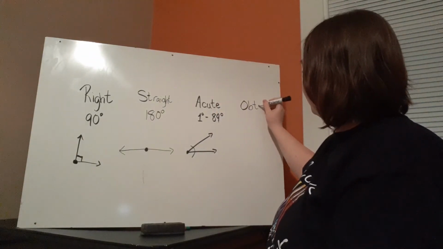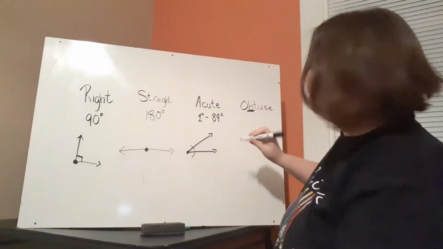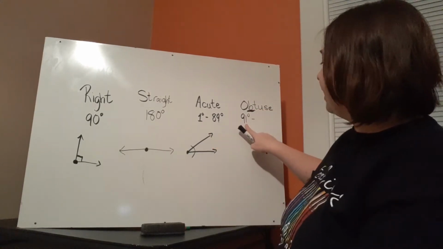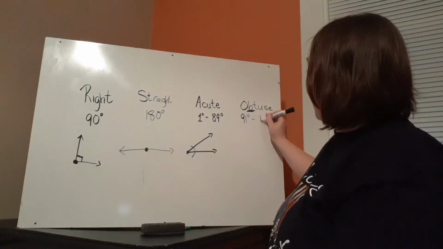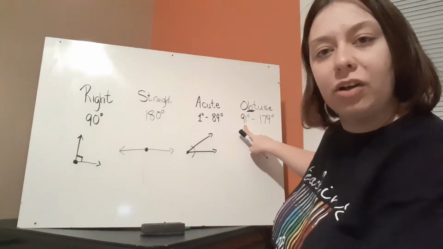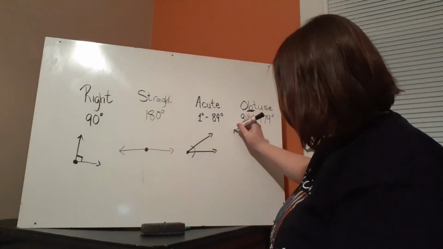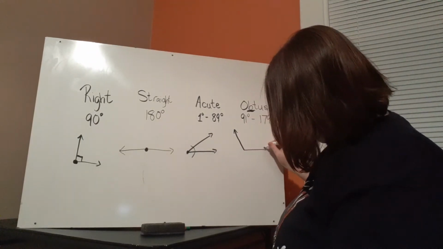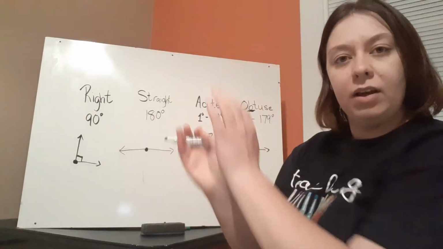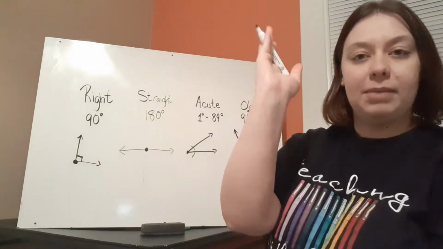Our last one was obtuse. We talked about the B in obtuse stands for big. So it has to be bigger than a 90-degree angle. So it has to be at least 91. And it had to be smaller than a straight angle. So it could be anywhere between 91 degrees and 179 degrees. Again, you can see here, this is a big angle. Our vertex, our opening, is a lot farther back. It's not going to form that square corner.